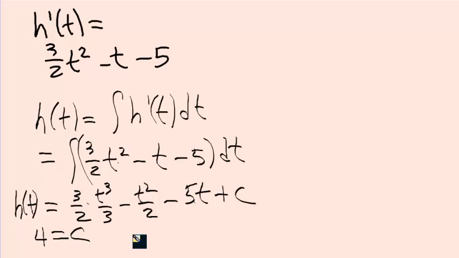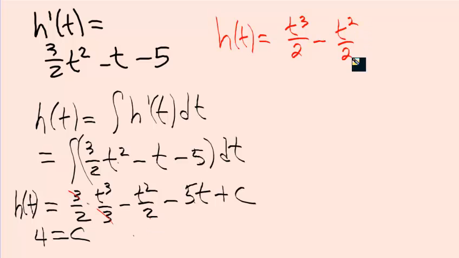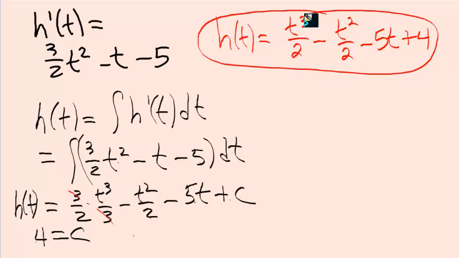There. So all I have to do now is clean up some of the algebra here. I get t cubed over 2, or 1/2 t cubed, minus t squared over 2, minus 5t. Instead of plus c, I'm going to say plus 4. And that would be the particular solution for h.